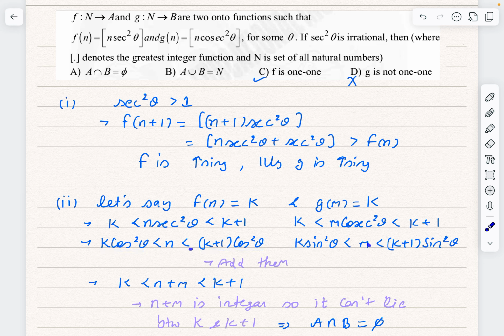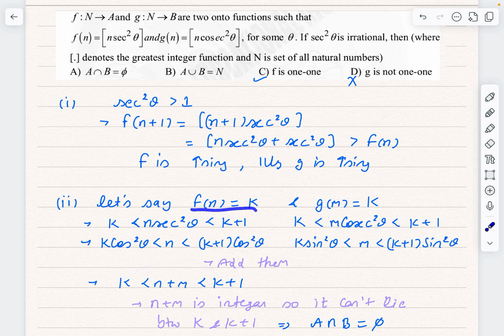Now when you add these two equations, you get n+m will be more than k and less than k+1. We know n and m are natural numbers because that is the domain here. So n+m has to be an integer. So it cannot lie between two consecutive integers, no?